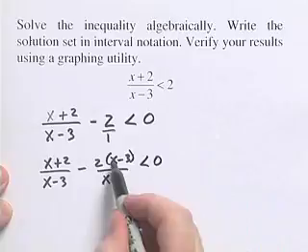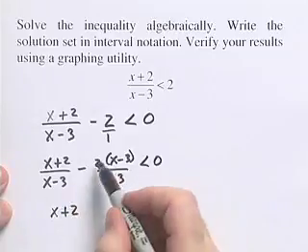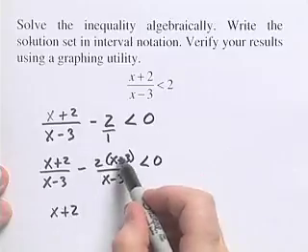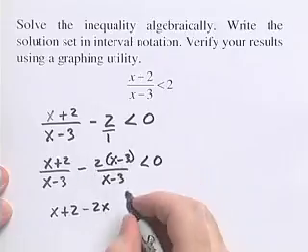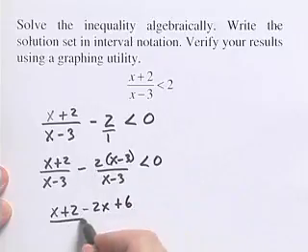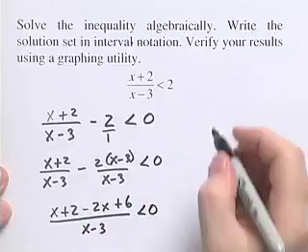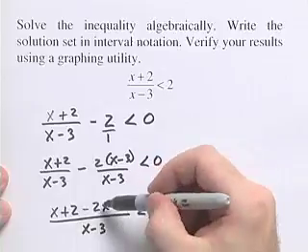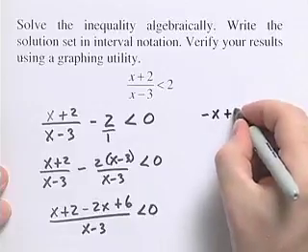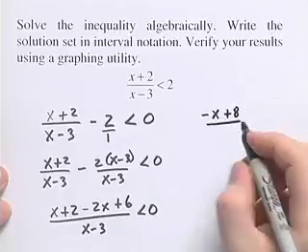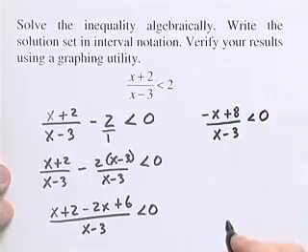Since we have our common denominator, we can combine our numerators. We'll have x plus 2. We're going to do a couple of things here. We're going to distribute our negative and also the 2 at the same time. So we're going to have minus 2x, then negative 2 times negative 3 gives us plus 6, over x minus 3, and that's going to be less than 0. I'm going to clean this up. x minus 2x gives us a negative x. 2 plus 6 is plus 8. That's divided by x minus 3, and we want that to be less than 0.